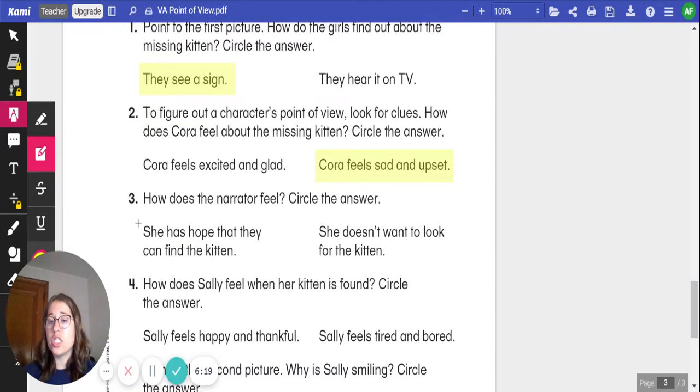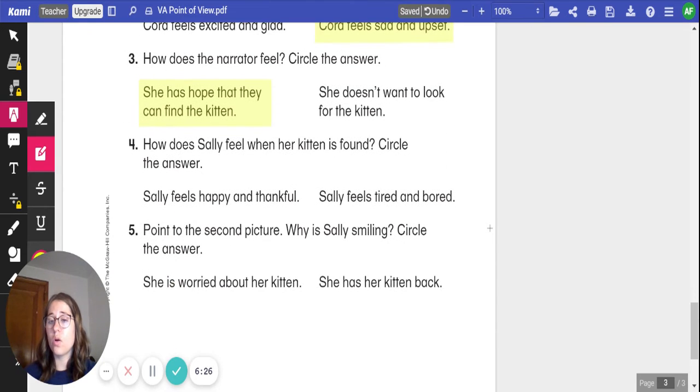So that tells me that she has hope that they will find the kitten, right? She's excited to look for it. All right, you can do number 4 and 5 on your own. We'll do number 4 first. I will reread the story for you, and then you can pause to answer the question.